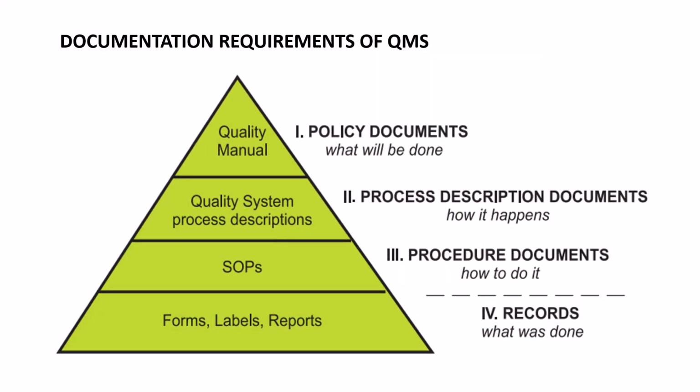Now, document requirements for the QMS. There are four levels of documents. The first level is the policy document: what will be done. This includes your quality manual. Second is the process description document: how it happens. This will have the quality system process description. Then the procedure document: how to do it, like SOPs. Then fourth is the records: what was done, such as forms, labels and reports. These can all be treated as records.